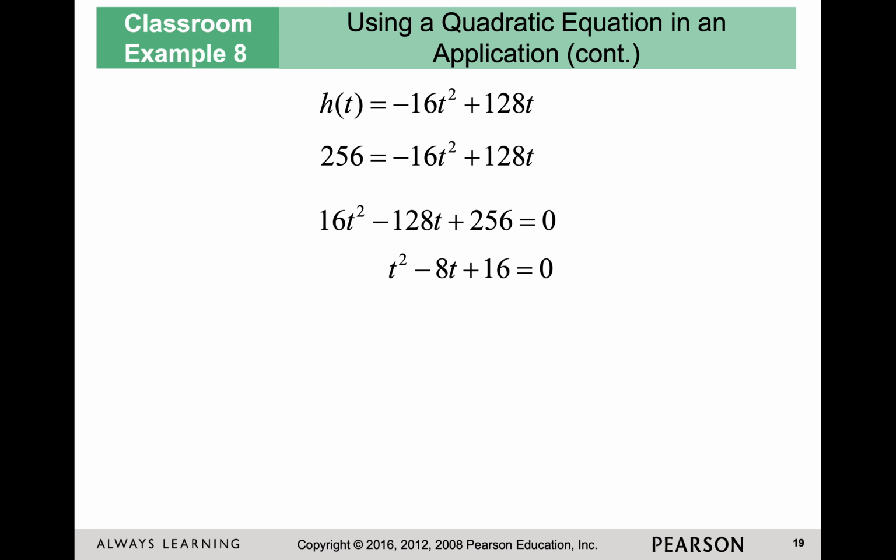Then I'm going to factor. So I can factor out a 16 to simplify things, and I get t squared minus 8t plus 16, which is going to factor to (t minus 4) squared. I'm going to use the zero factor property to get t equals 4. You might need to pause this video and work through these steps on your own because we've already covered factoring, so it's not showing that step of recognizing the factoring process.